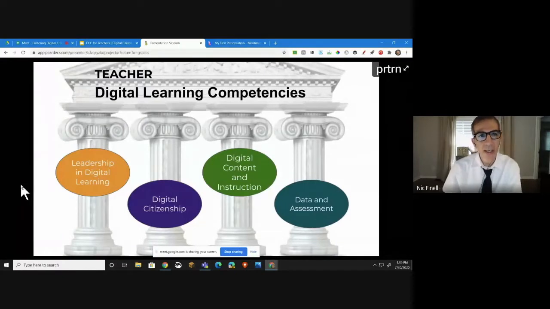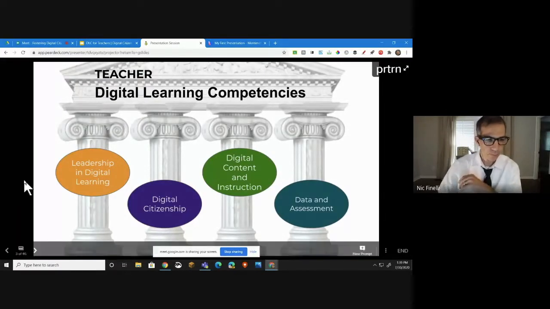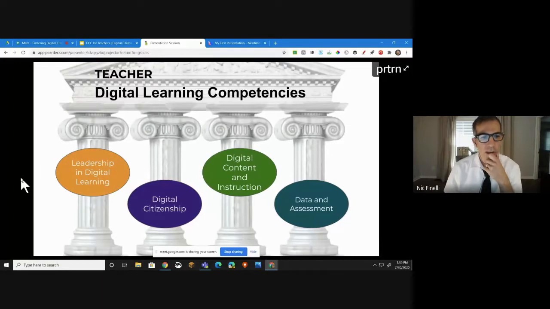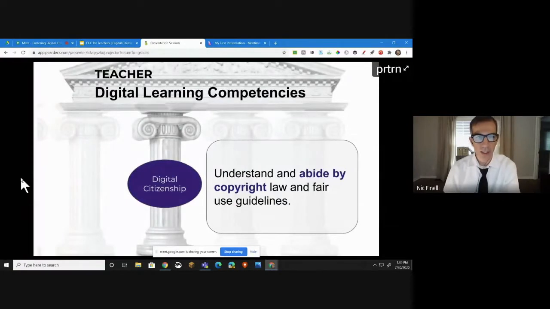When I think about digital citizenship, I think about the four pillars of learning competencies for digital learning. You have leadership in digital learning, digital citizenship, digital content instruction, and data and assessment. Of course, we're going to focus on digital citizenship, but all these things we should be competent in as teachers. So today, let's focus just on digital citizenship.